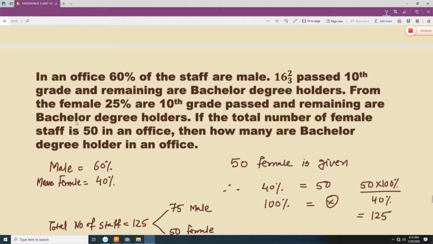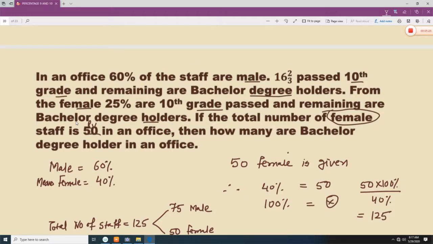In an office, 60% of the staff are male. Of the male, 16.23 passed in 10th grade and remaining are bachelor degree holders. From the female, 25% are 10th grade passed and remaining are bachelor degree holders. If the total number of female staff is 50, now total number of female staff given is 50. This is the real value, not in percentage. Then how many are bachelor degree holders in an office?